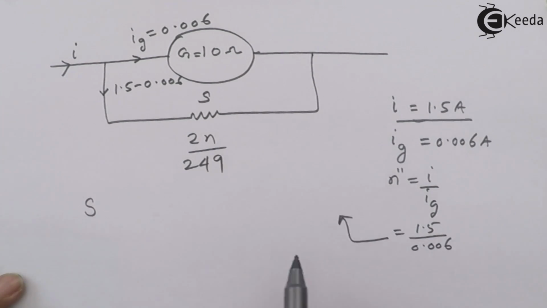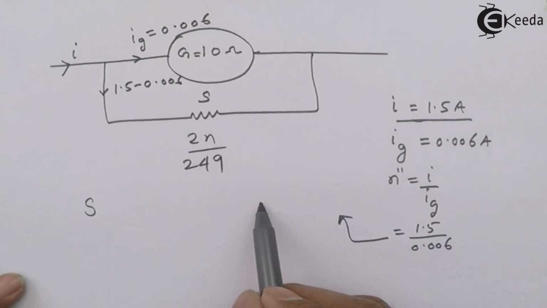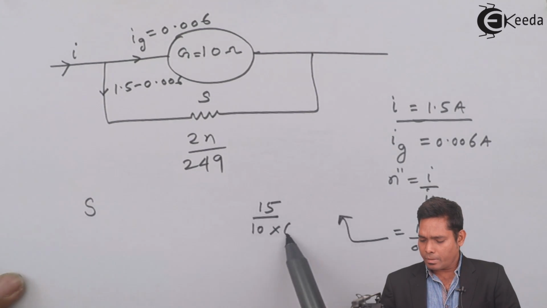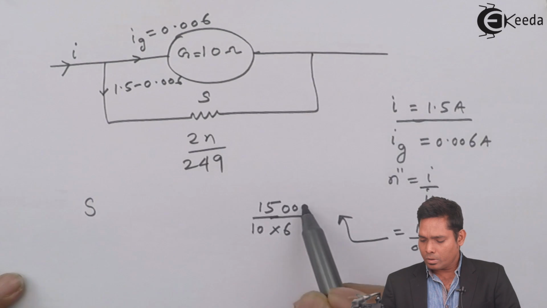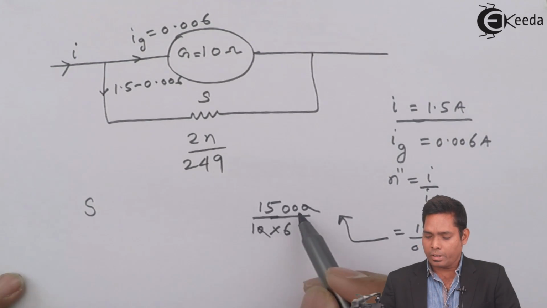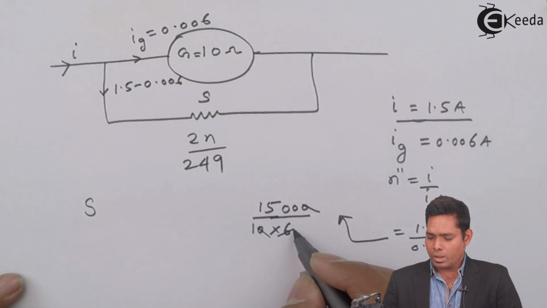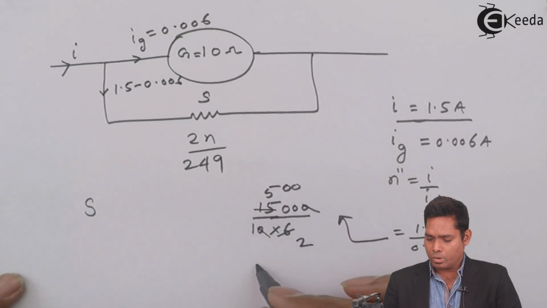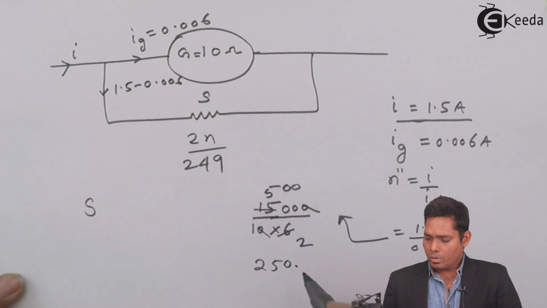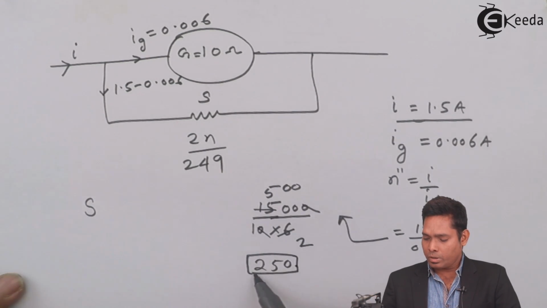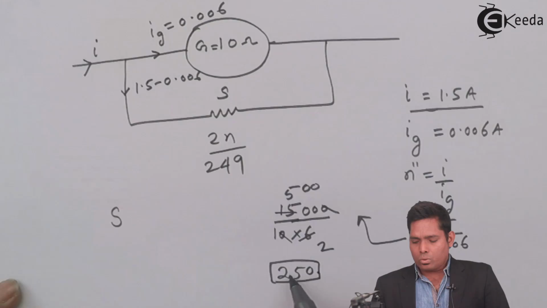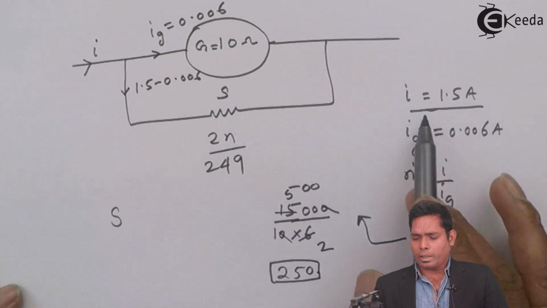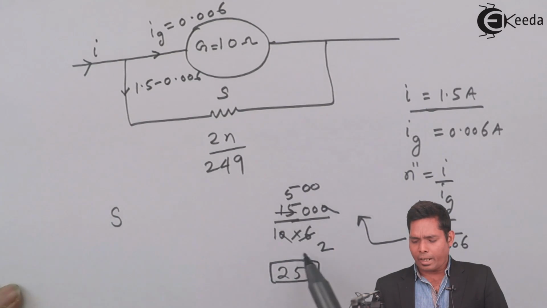So this becomes 15 divided by 10, and this is 6 divided by 1000. So this goes now 1500 by 6. 3 2s are 6, 3 5s are 15, so 500 divided by 2, so it is 250. So this n double dash is 250. So the number of times the current has to be increased, that can be measured, is increased by 250 times.